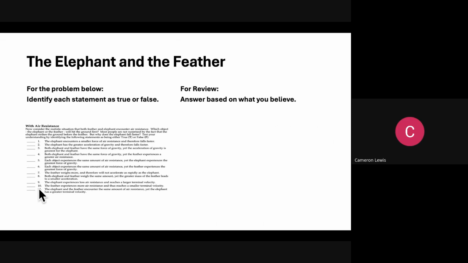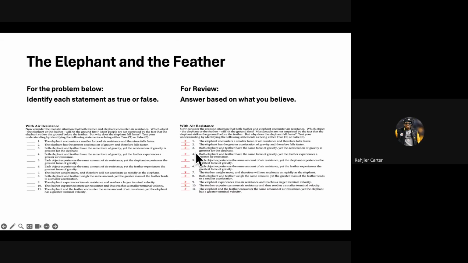The elephant and the feather encounter the same amount of air resistance. Yet I won't force you into an answer. I'll let you see for yourself how you did. Oh, 1 is probably false. Well, they're all false. Yes. This was to break your preconceptions about air resistance, and even just based off of what I was saying, right?